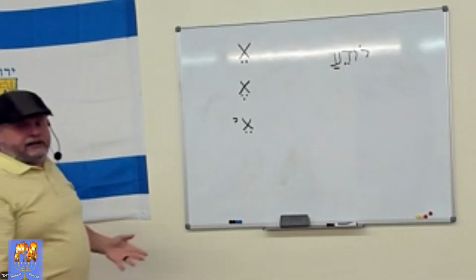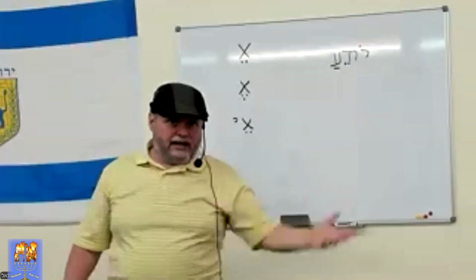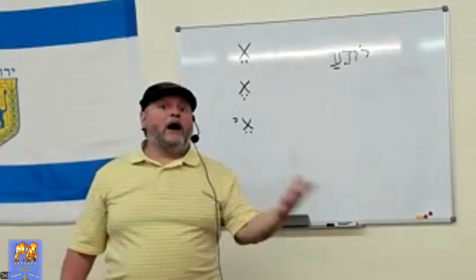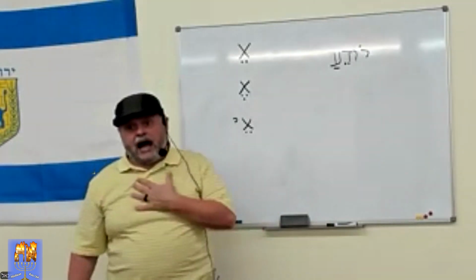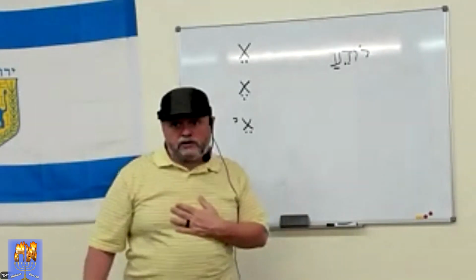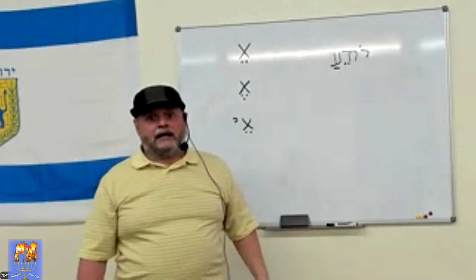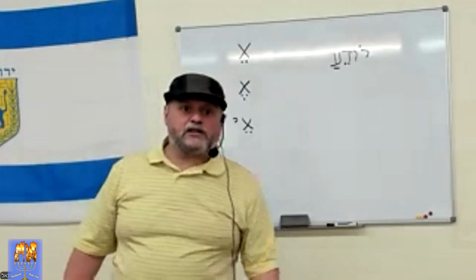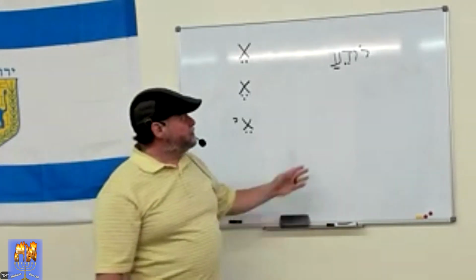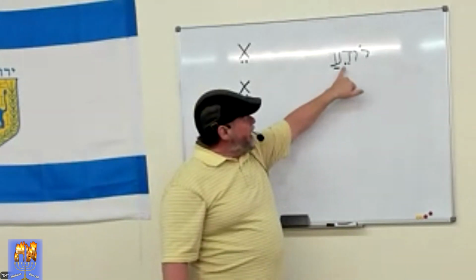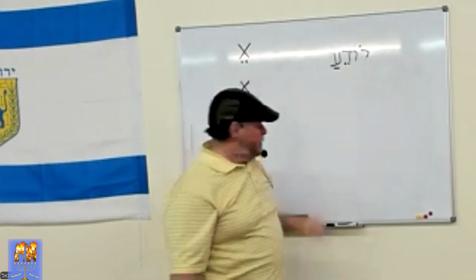Okay? Yodea can also be used for an idea. Ani lo yodea. All right? I have no idea. I don't know. Okay? Ani, I, lo, don't, yodea, no. Okay? Ani lo yodea. Somebody asks you a question, you don't know. Ani lo yodea. I don't know. Okay? So that's the tzere in action. De. Okay?